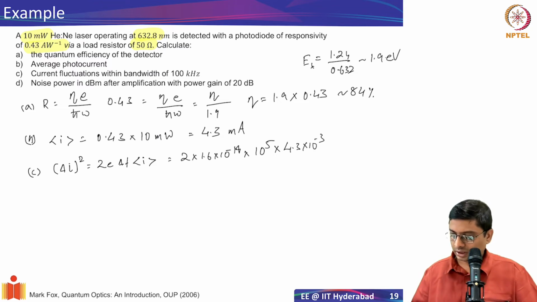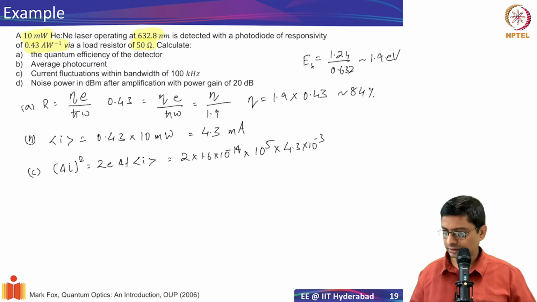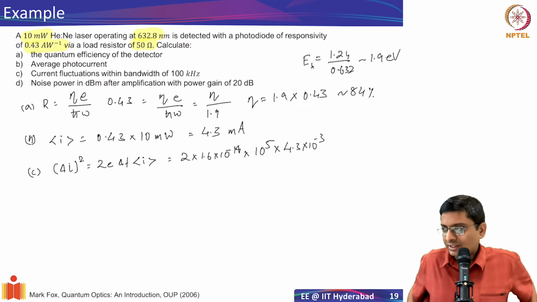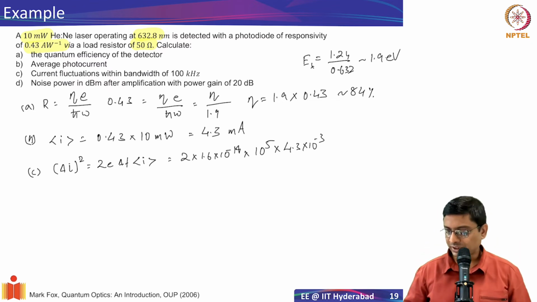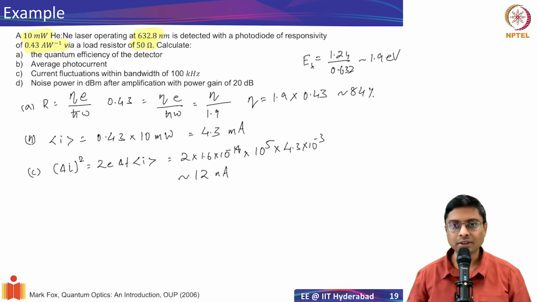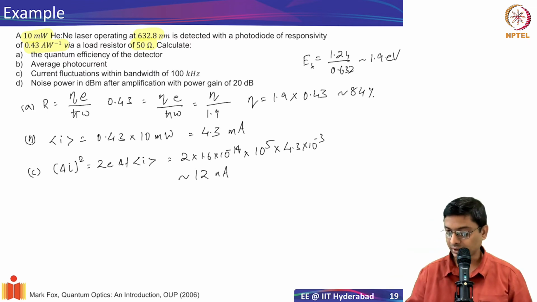Okay. If you calculate this, it will be some number in the range of 10 power minus 18. And I think if you do this, it will turn out to be something like 12 nanoamperes. You will see that this is current, not current square. So delta I is going to be about 12 nanoamperes.